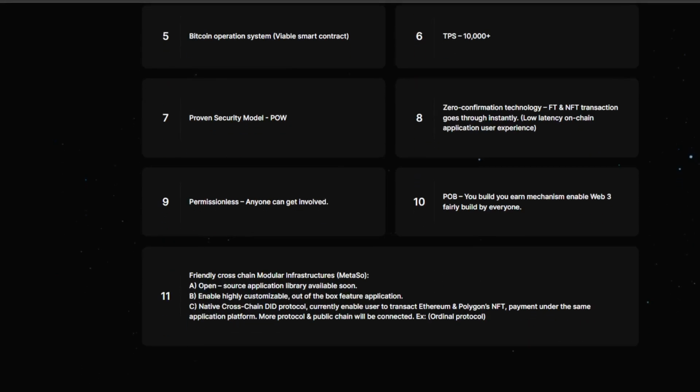TPS, very high transaction rate, zero confirmation, of course, ability to deploy NFTs and fungible tokens. Transactions go through instantly, okay, low latency on-chain applications, okay, and this POB, proof of build. Guys, this is another, let's say, consensus mechanism.